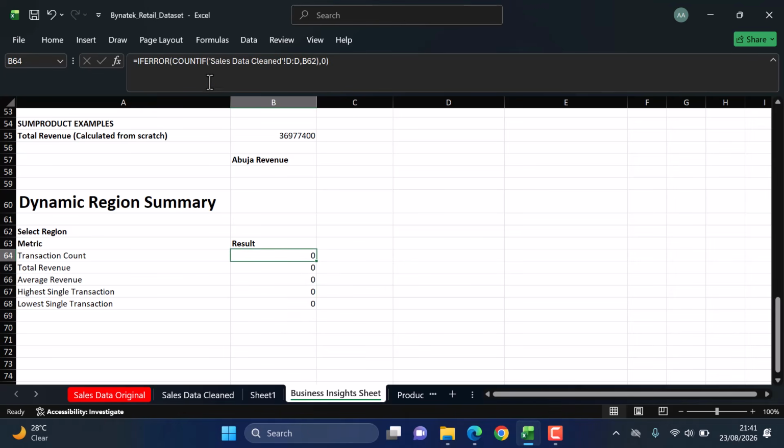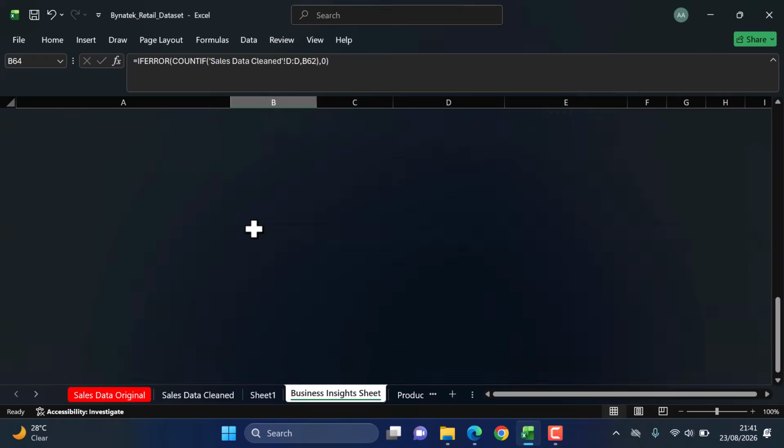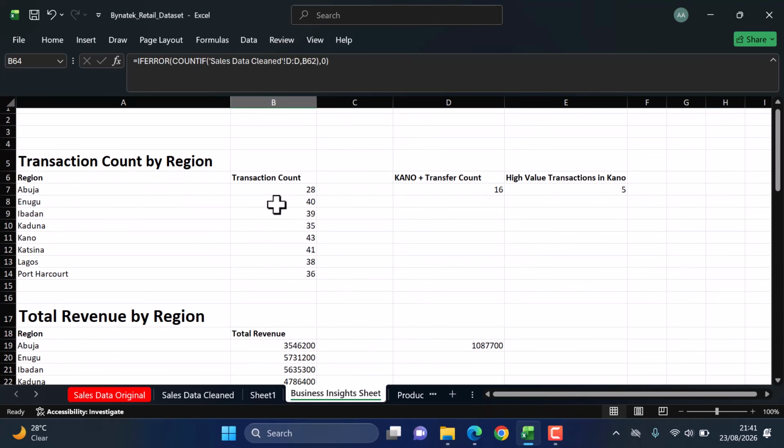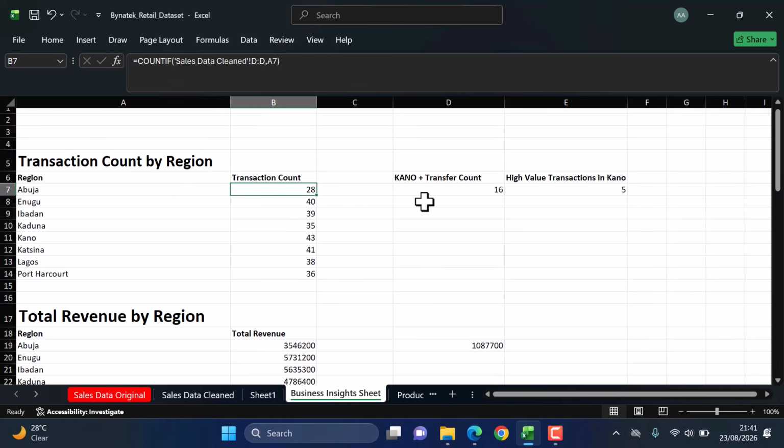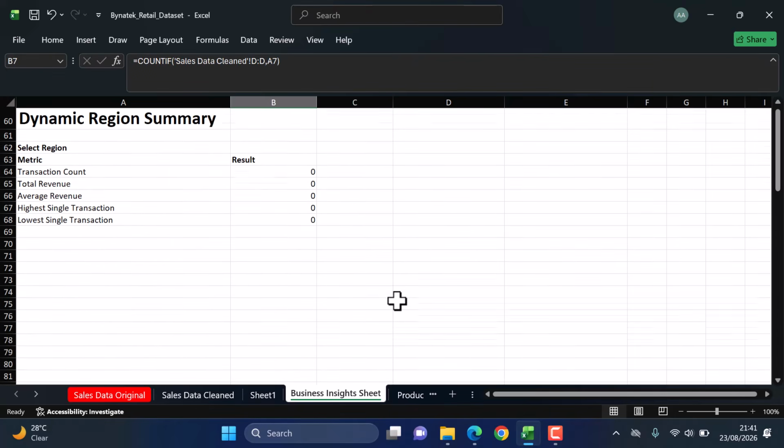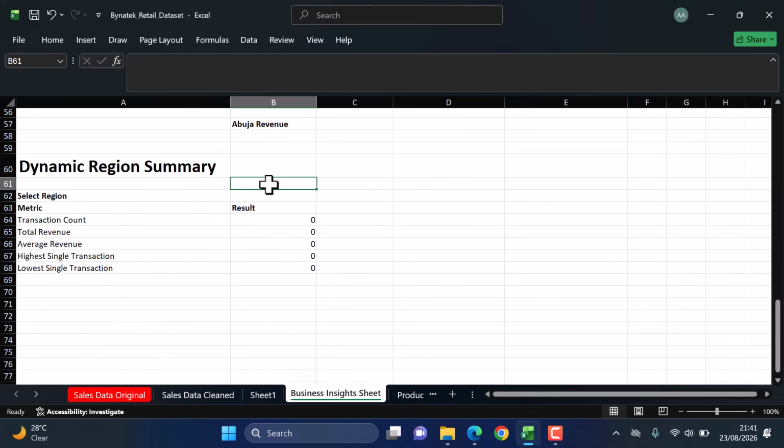So for COUNTIF, we are saying count the region column, and for this particular region, B62. Initially, that particular region would hold particular data. For instance, for this transaction count, we also use COUNTIF here. When we say count the region column, we now say A7, and A7 happens to be Abuja. So it will count all the entries of the region column that are Abuja, and give the response, which is 28. But right now, we left it blank here.